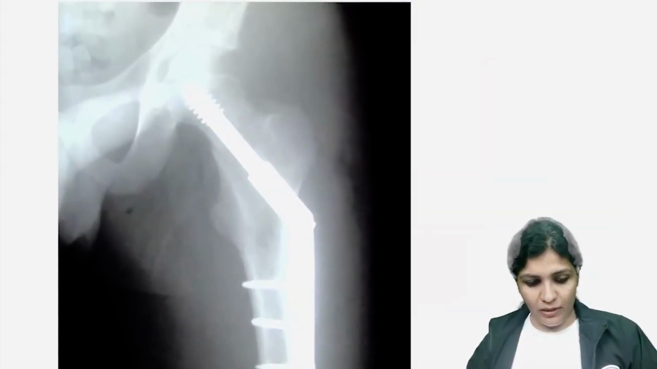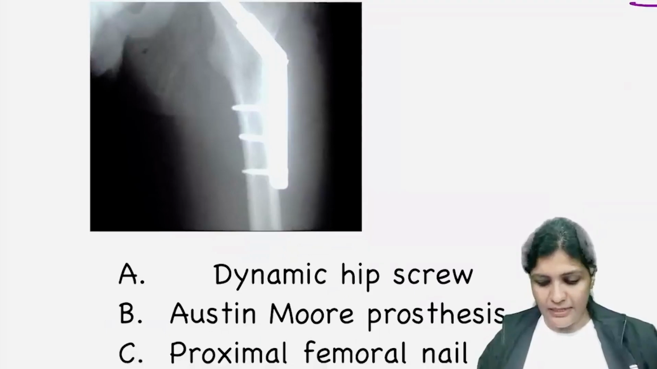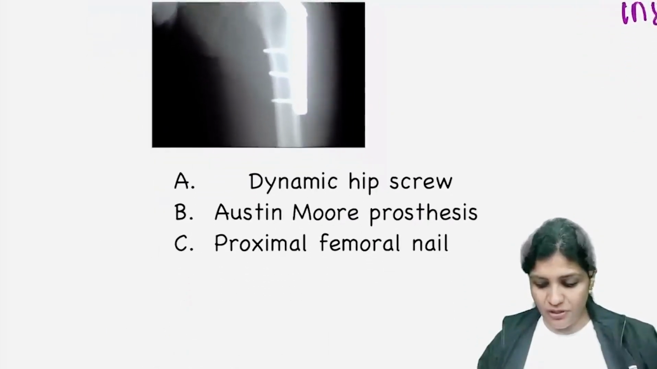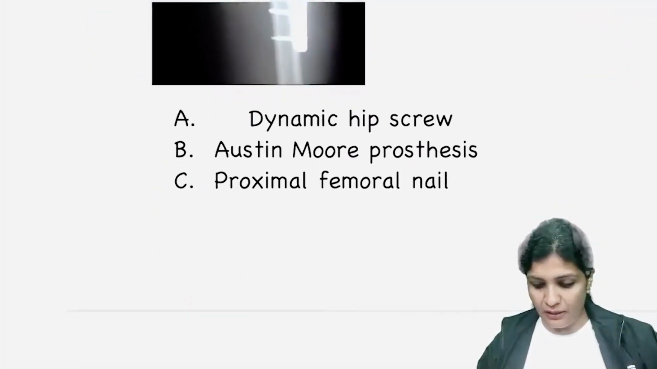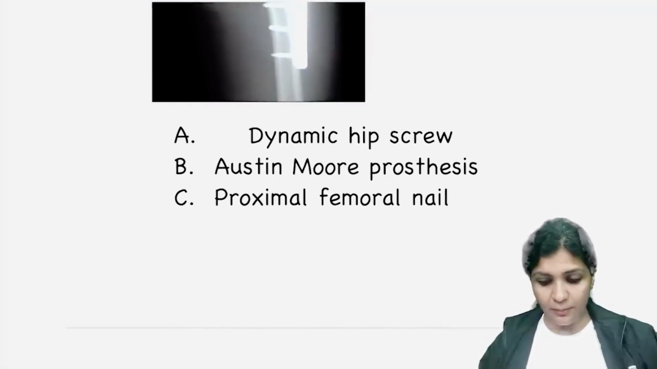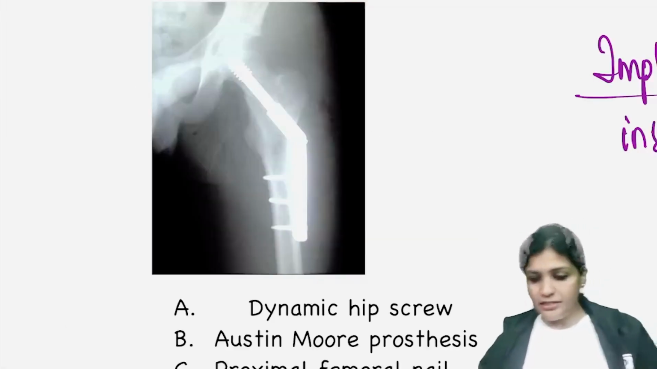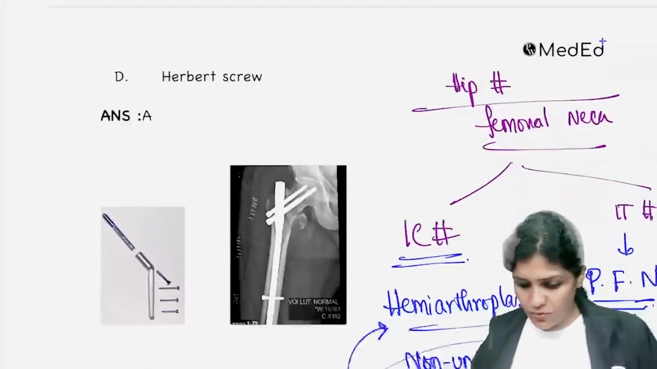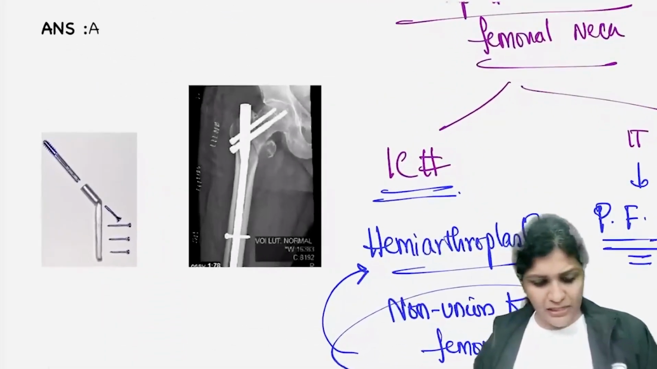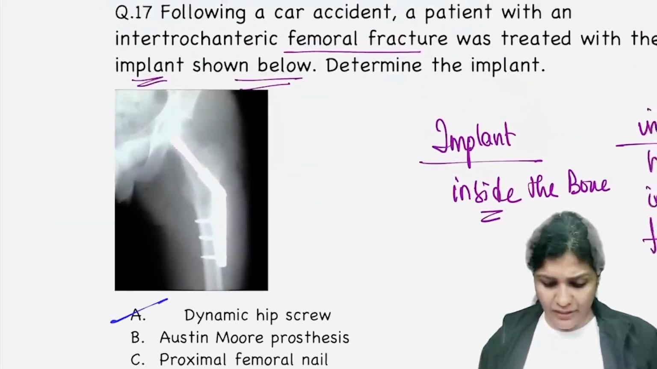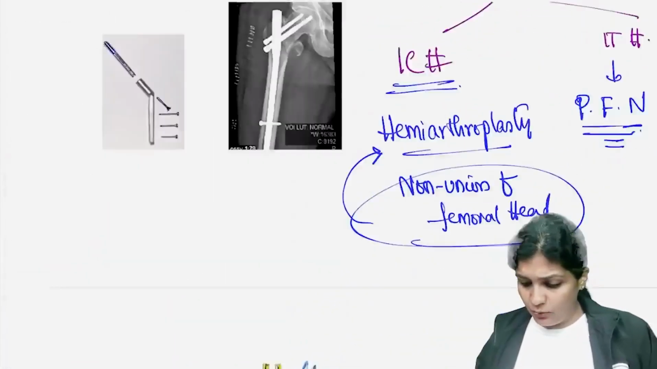Now what is this implant? Is it a dynamic hip screw? Is it Austin-Moore prosthesis, or is it a femoral nail, or is it a Herbert screw? Okay, yeah, Nischay, that is what I'm trying to explain. No, this one only. Yeah, now you're right. This is a dynamic hip screw. Now I'll tell you carefully. Listen. This was asked in NEET only. That was what I was trying to explain to you.